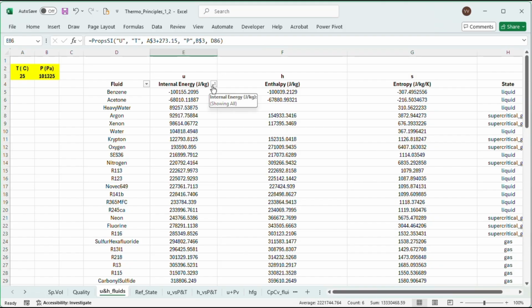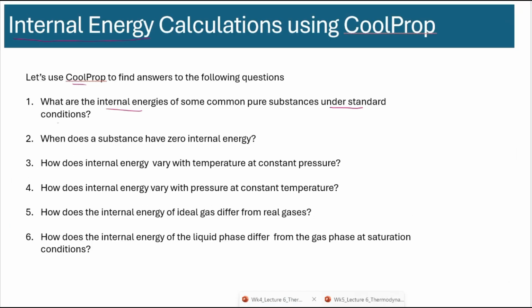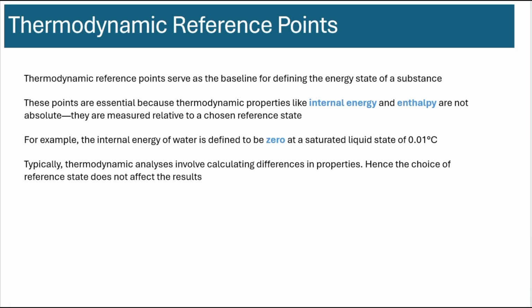All right. The other thing I wanted to let you understand is why are some of the values zero, or some of the values less than zero? For that, you need to understand the concept of thermodynamic reference points. So reference points serve as a baseline for defining the energy state of a substance. These points are essential because properties like internal energy and enthalpy, which you'll learn in a little bit, are measured relative to a chosen reference state.